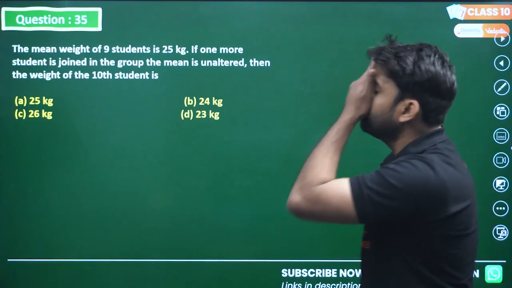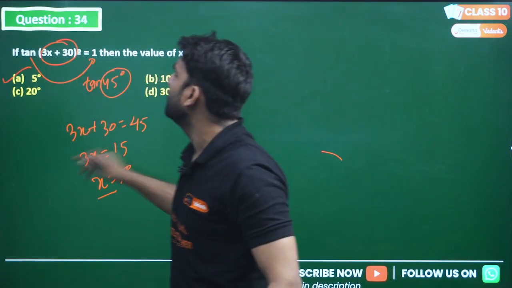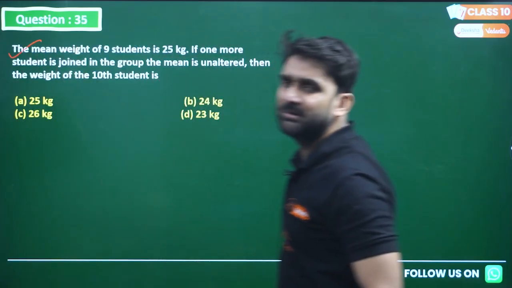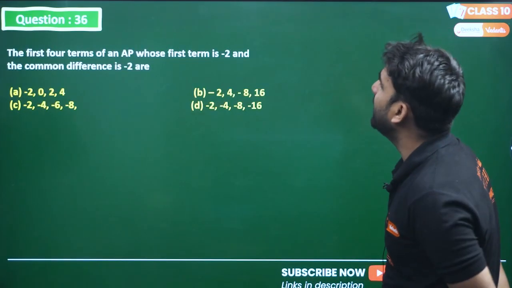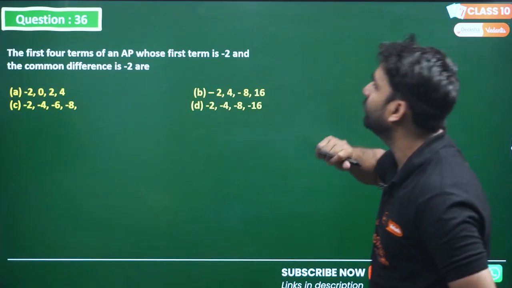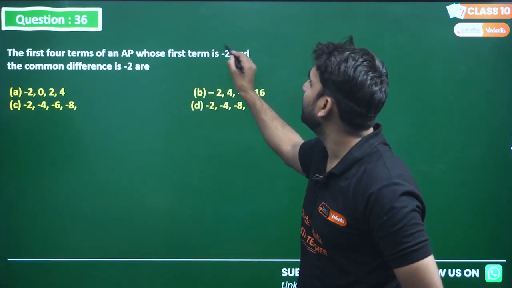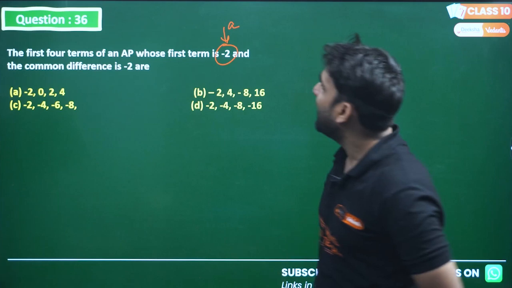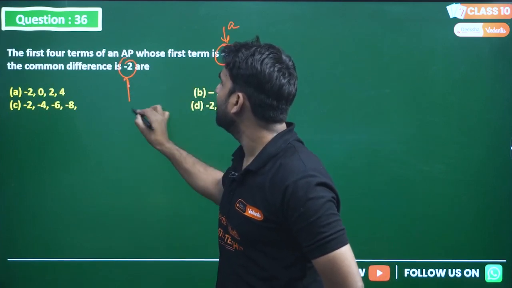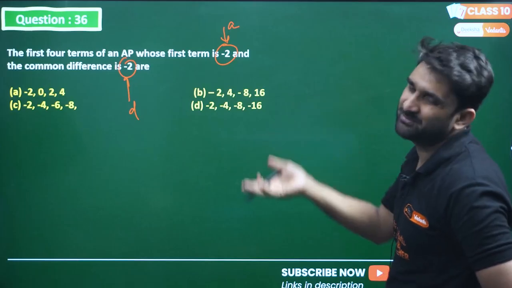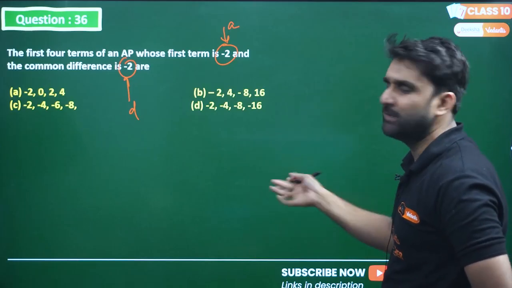Question number 35. Basically this is mean, sum of observations divided by number of observations. Solve this question. The first 4 terms of the AP, very easy question. AP is given to you, whose first term is A and the common difference is D. We have to find out the first 4 terms. A, A plus D, A plus 2D, A plus 3D.